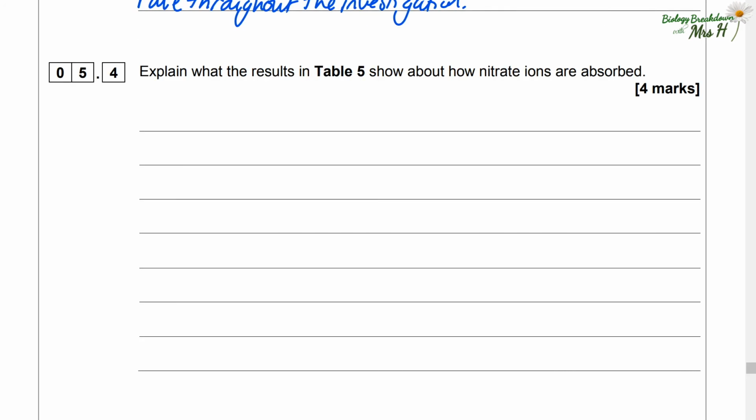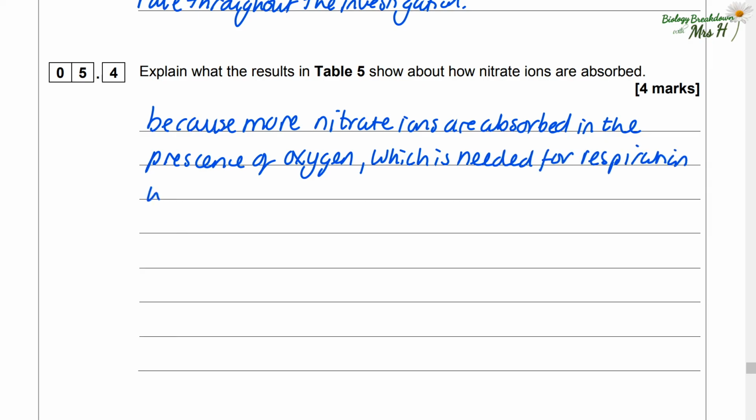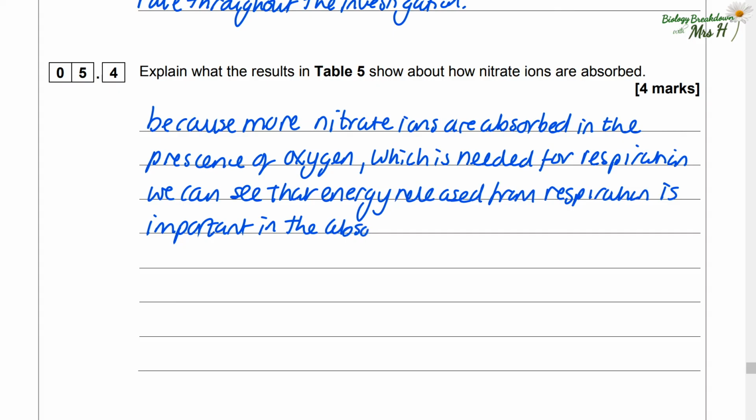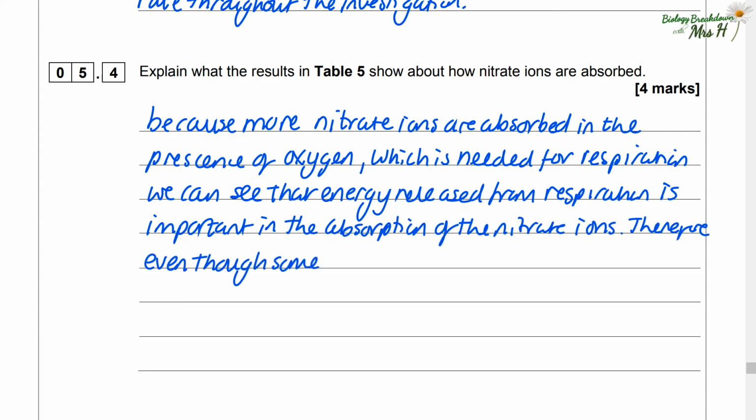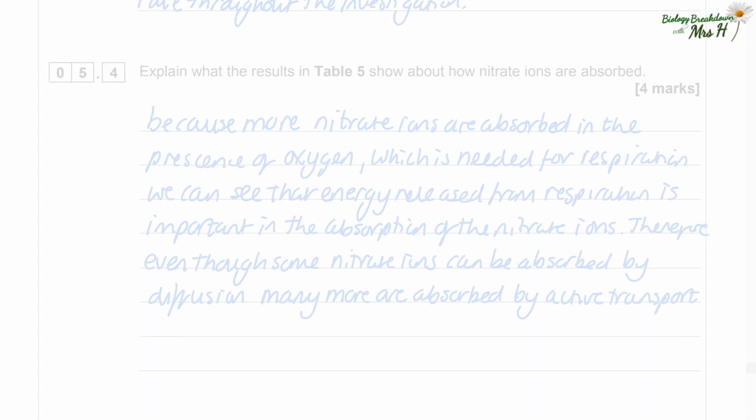Explain what the results in Table 5 show about how nitrate ions are absorbed. Well, because more nitrate ions are absorbed in the presence of oxygen, which is needed for respiration, we can see that energy released from respiration is important in the absorption of nitrate ions. Therefore, even though some nitrate ions can be absorbed by diffusion, many more are absorbed by active transport.